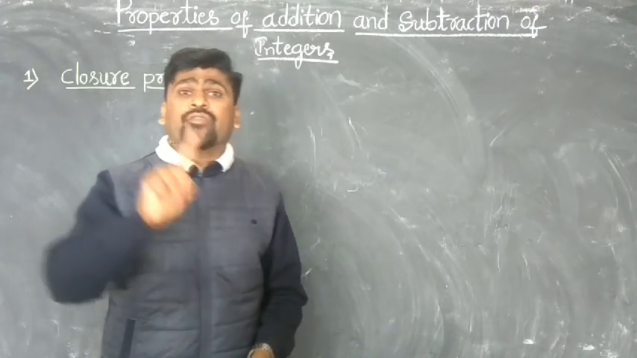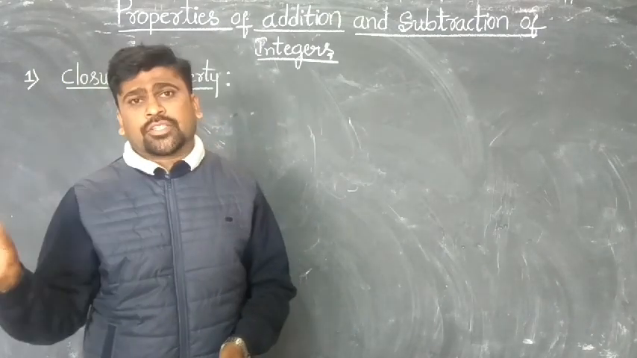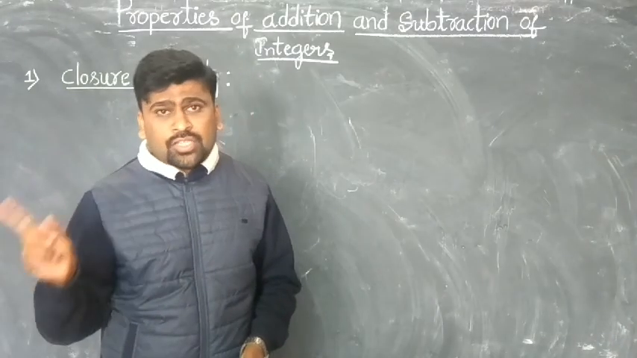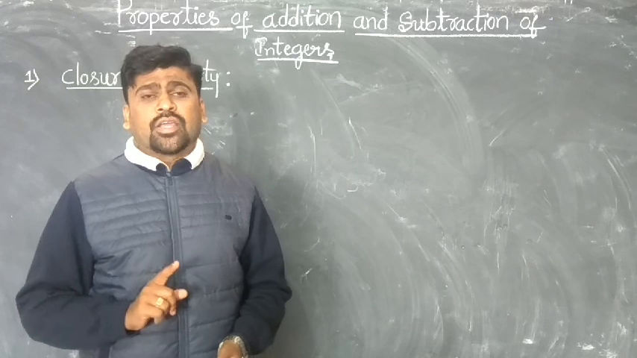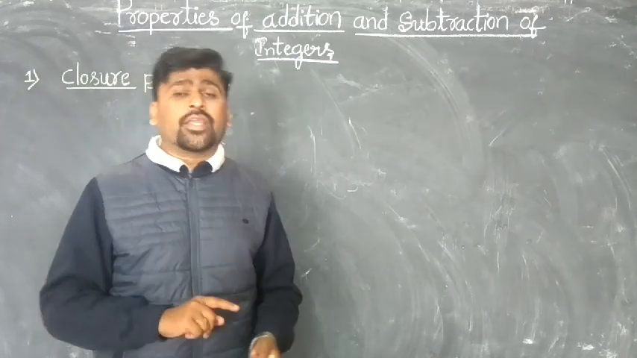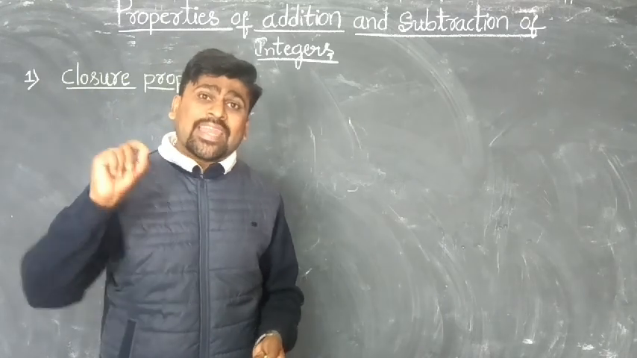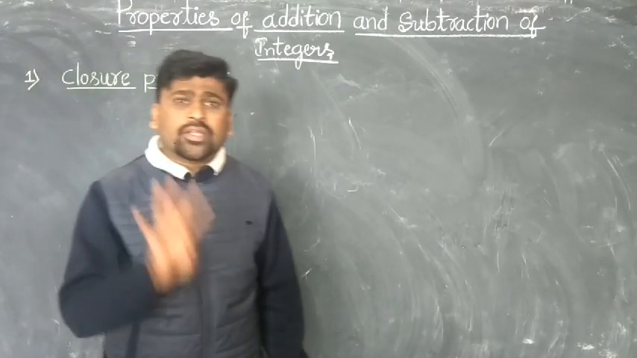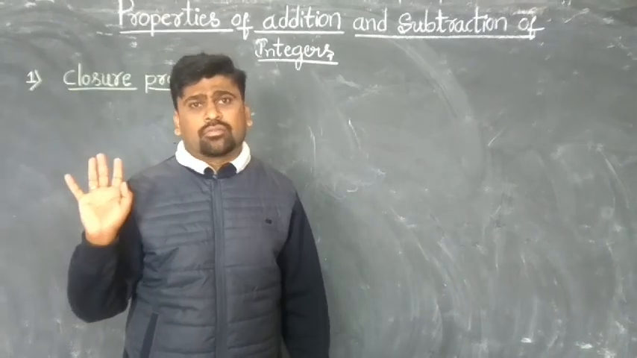Closure property for addition and closure property for subtraction. Second, commutative property for addition and commutative property for subtraction. Next, associative property. And the last one is additive identity. These are the 4 important properties which apply to addition and also subtraction.